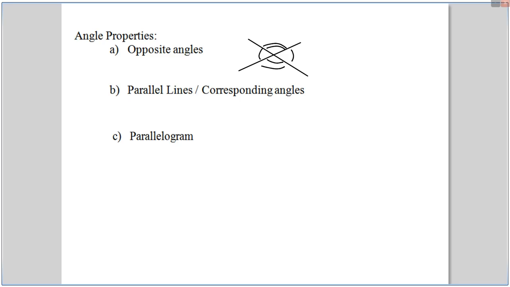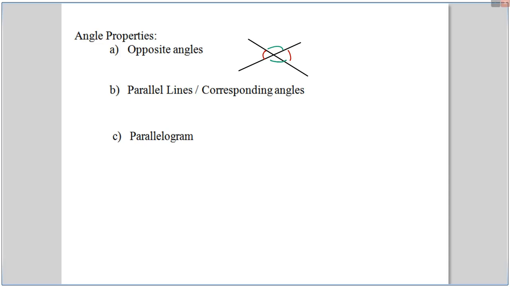So let me just use some color to help you out. Oh, that didn't work. Okay, let's use the pen. So this angle and this angle are vertically opposite. That means they're straight across from each other and they're equal. And then these two angles in green are vertically opposite and equal to each other.